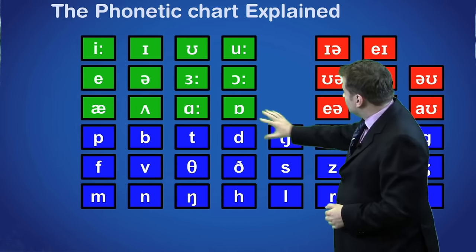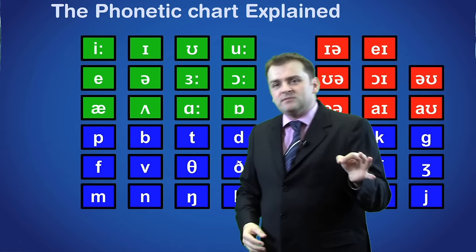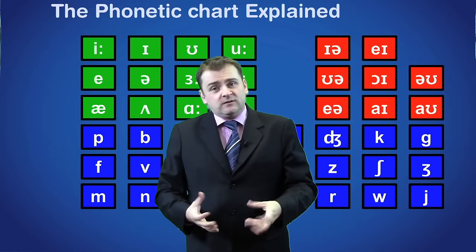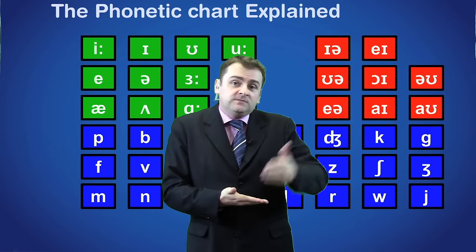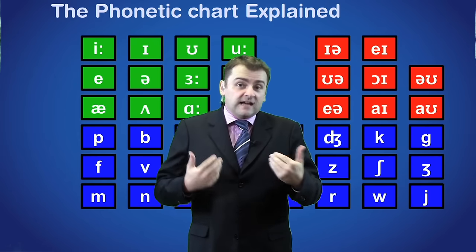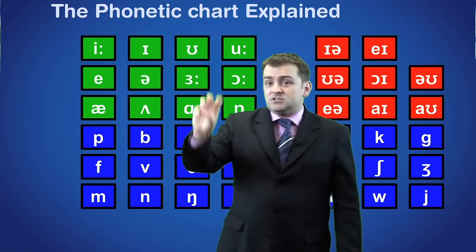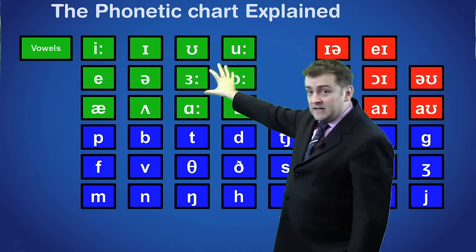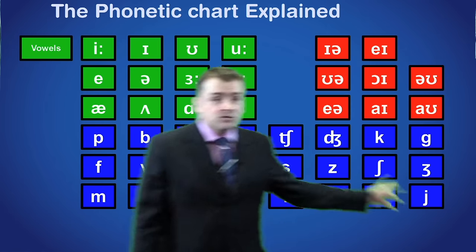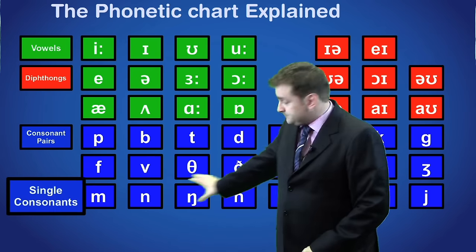At first, it looks like a meaningless collection of symbols, but each symbol represents a different sound. In spoken form, most of the English language can be broken down into 44 separate sounds. The phonetic chart shows us how these sounds relate to each other. There are three sections to the chart: single vowels, or monophthongs in green, diphthongs in red, and the consonants in blue.